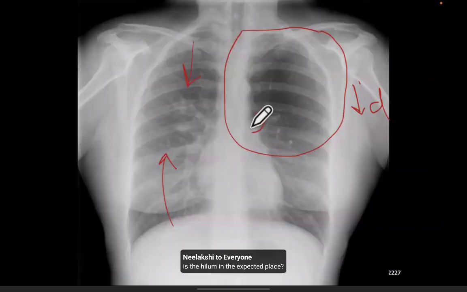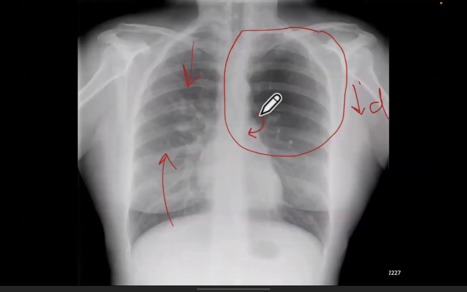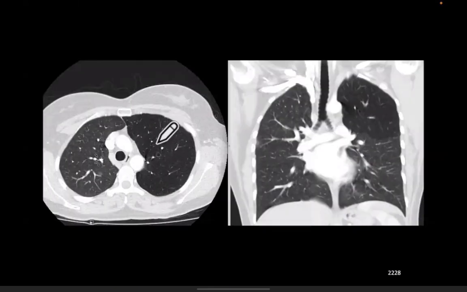The hilum has been pulled in, not because it's been pulled in by anything. It's just that it's failed to grow. So there's a hypoplastic pulmonary artery. And the CT shows very nicely that we've got mediastinal shift. We've got a paucity of blood vessels compared to the other side. And this was Swyer-James syndrome. You almost always get bronchiectasis with Swyer-James syndrome or McLeod syndrome. So Swyer-James and McLeod's are synonymous, okay?